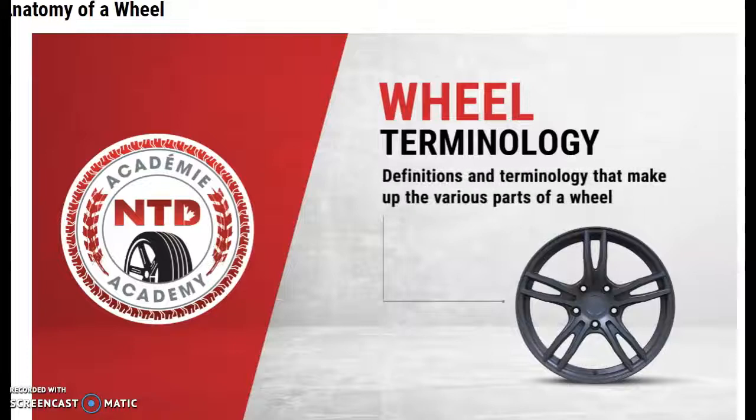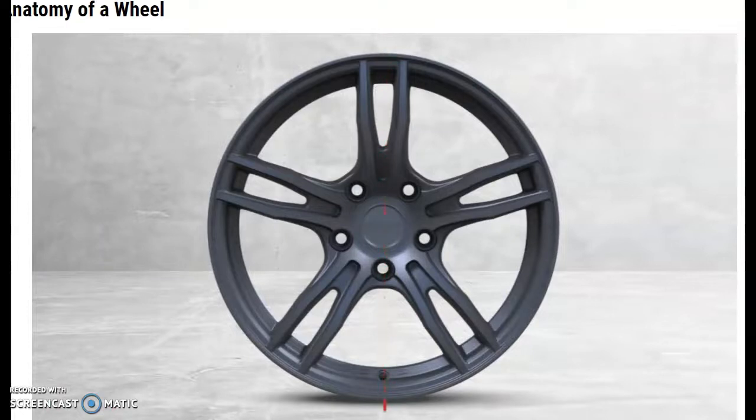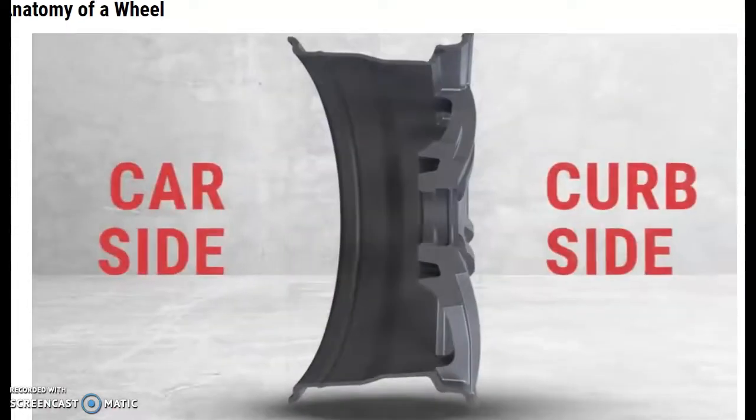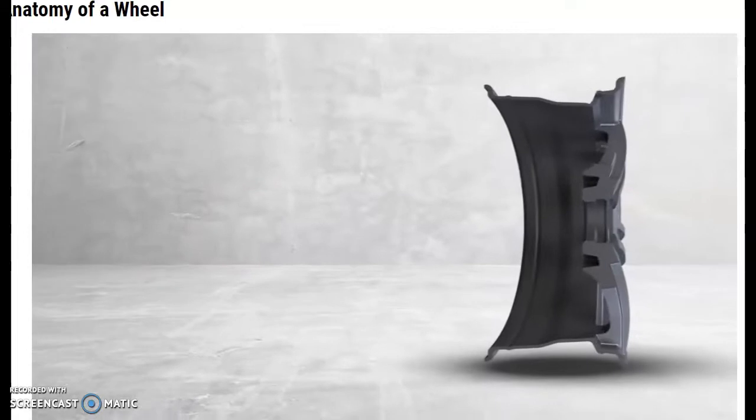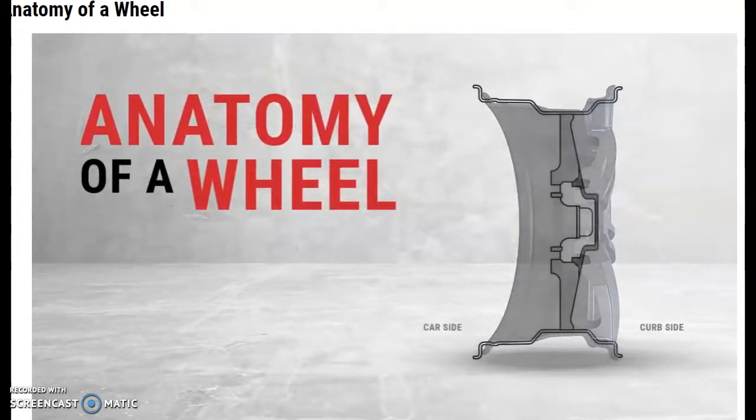Understanding of the definitions and terminology that make up the various parts of a wheel. Shown here is a cross-section of a wheel oriented to the vehicle. There are many different components that make up the anatomy of a wheel. To make this easier, let's break down this diagram.